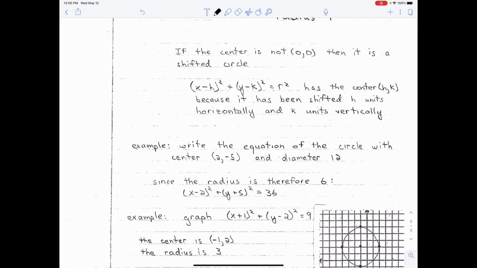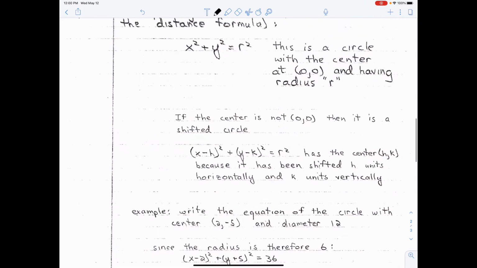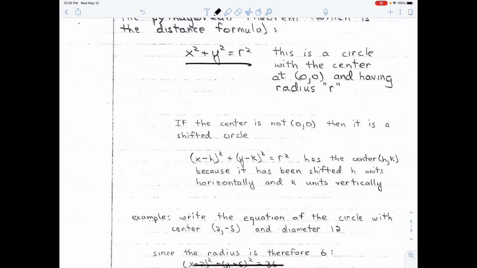If we have the center is h comma k, we're shifting it h in the x direction and k in the y direction. So it's just a shift of this equation. If you take this equation right here and you shift it h comma k, you get this equation, okay? It's just easier to remember it as Pythagorean theorem.